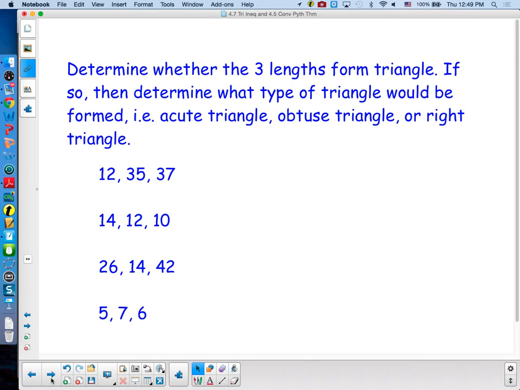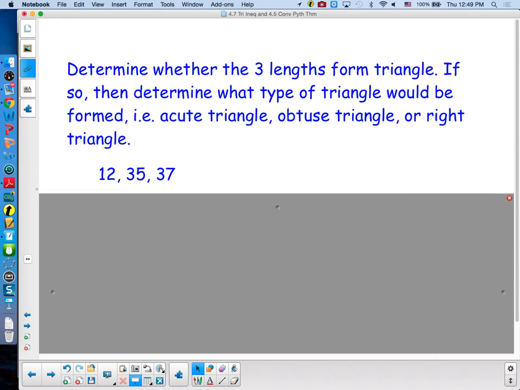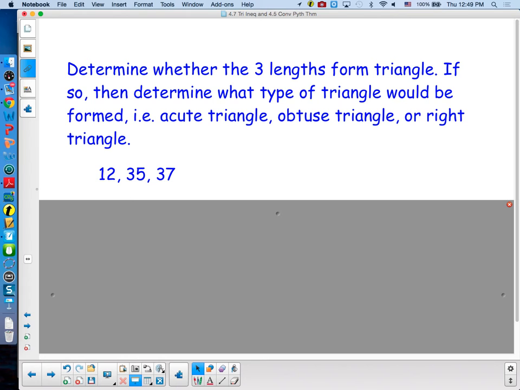I think I'm going to uncover just one at a time here. Okay, so let's go with the lengths of 12, 35, and 37. First decide, will it make a triangle? We're just adding two, and the key is add the two short ones. Make sure that it's more than the other side. You're done with everything? Okay, so it makes a triangle. These speed demons are figuring out what kind already.